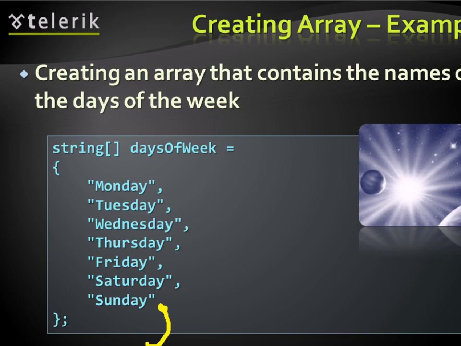Here we can also put a comma after the last element, and it will not give a compilation error. Do you know why this is done? Because of copy-pasting. If you want to create an array of 1000 equal elements, you can just create a few elements and copy-paste. You have a comma after the last element, and it will still compile.